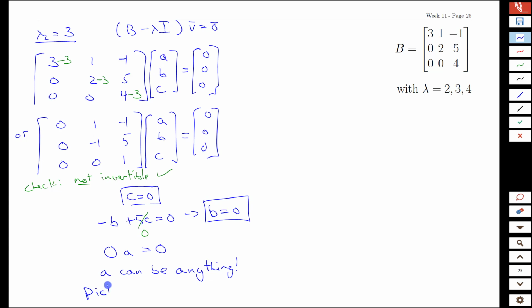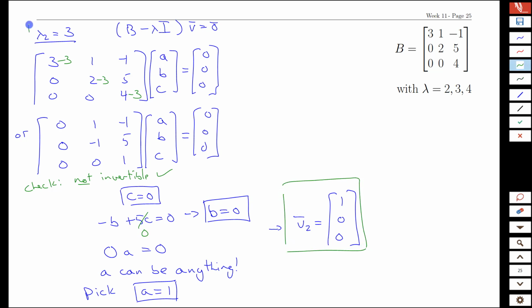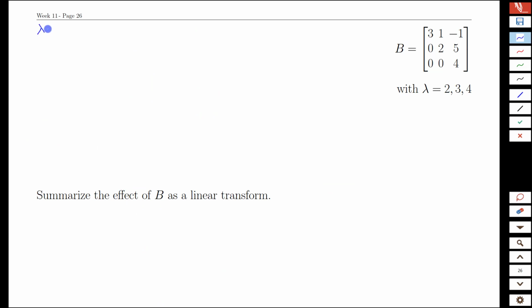So we're going to pick a simple value for A. Let's just pick 1. And that's going to give us our second eigenvector to go with our second eigenvalue. And that's going to be A is 1, B is 0, C is 0. So one of the basis vectors here, if we multiply B by this, we're going to get 3 times that vector back. All right, let's fold that up here and keep that with the corresponding eigenvalue, and do the third eigenvalue now.